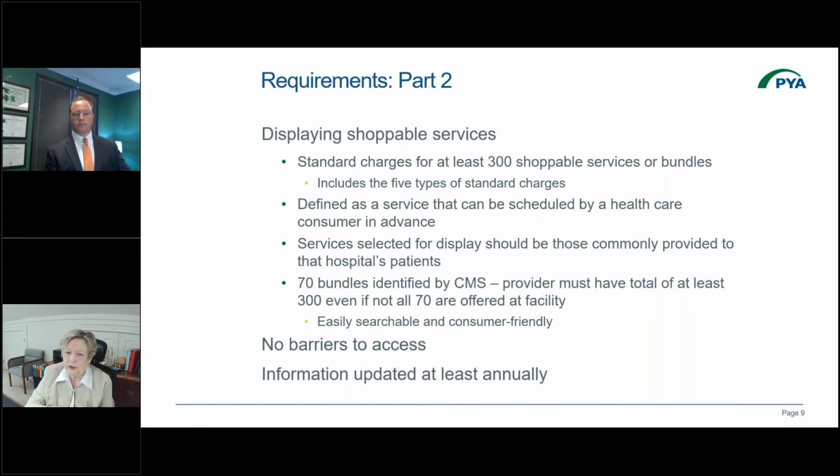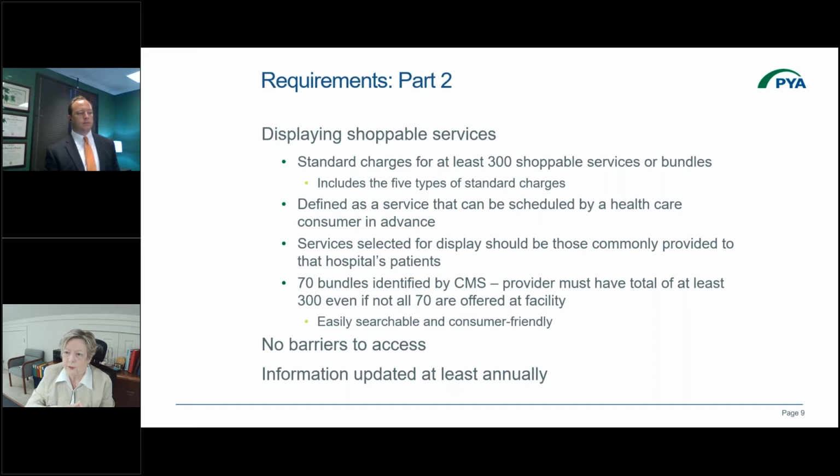CMS did publish a list of 70 services that they said were very common shoppable services. And if you provided those 70, you're required to post those services. But to reach your 300, you came up with an additional 230. If you didn't provide 5 of the 70, then you came up with another 235. As long as you provided 300 distinct shoppable services, you had to post at least 300 services.